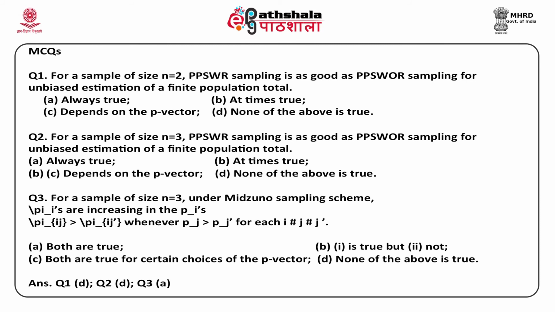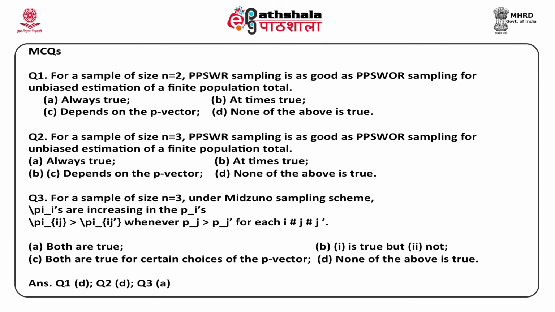True at times. Depends on the p-vector, or none of the above. 3. For a sample of size 3 under the Midzuno sampling scheme, the pi i's are increasing in the p_i's. And pi ij is more than pi ij dashed whenever pj is more than pj dashed, for each i unequal to j and equal to j dashed. Are both of these statements true? B, one is true, but two is not. C, both are true for certain choices of the p vector. And D, none of the above is true.